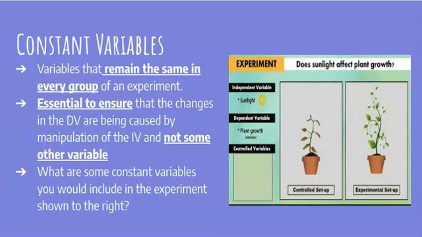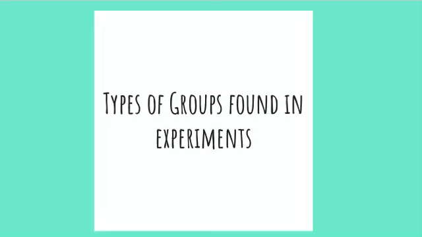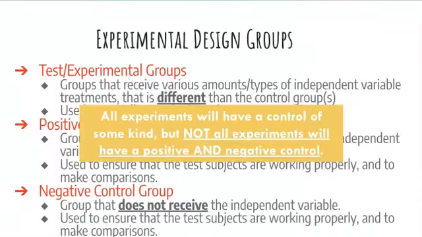In the experiment, does sunlight affect plant growth? What would be some controlled variables you'd like to have here to ensure that the sunlight is the thing that's going to cause a change in the growth of the plant? So think about that. All right, so let's move on to types of groups found in experiments.